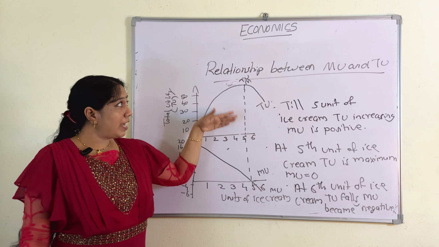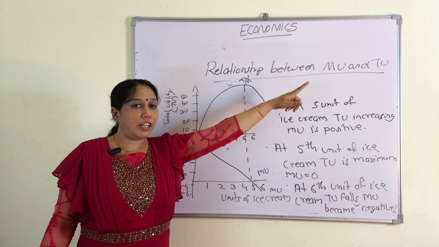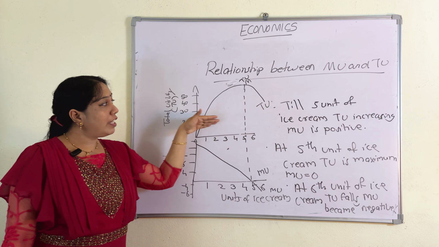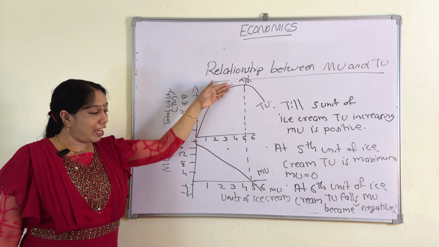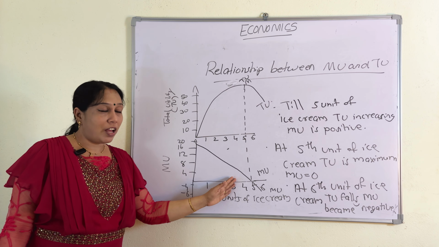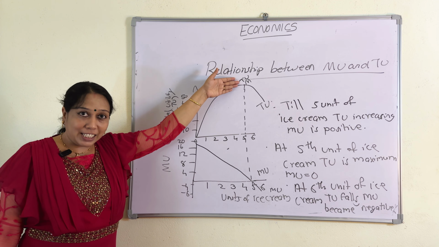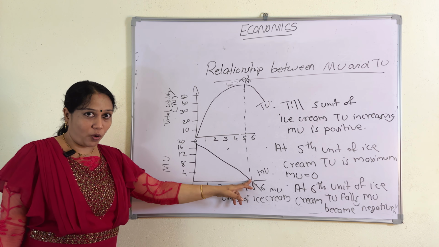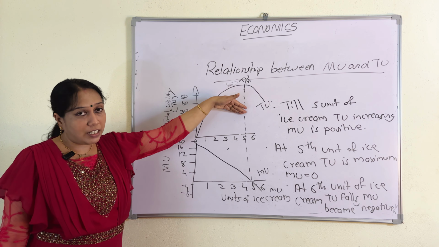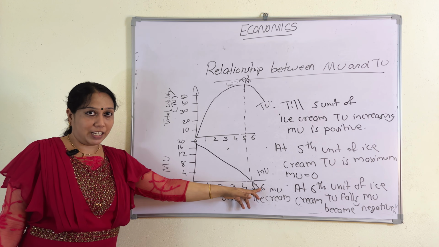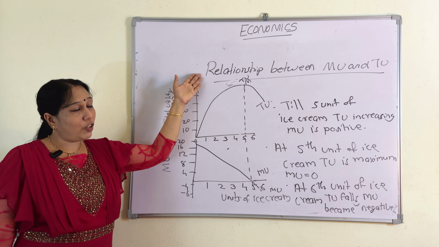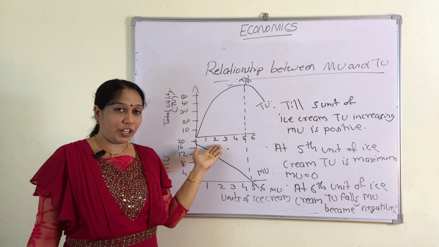Okay, from this we can see the relationship between MU and TU. That is, whenever the TU is increasing, that time MU is positive. And when the TU reaches maximum, that time MU is 0. And when TU falls, that time MU is negative. So, this is the relationship between marginal utility and total utility.